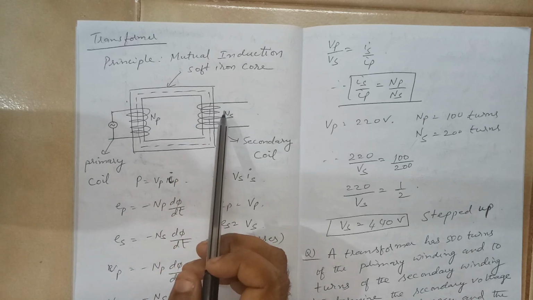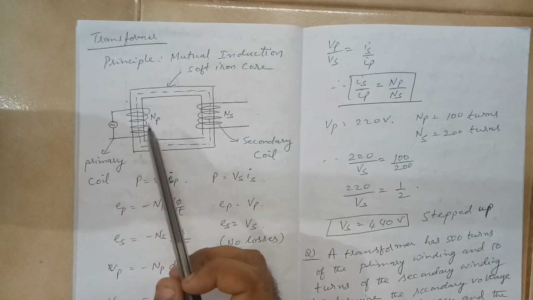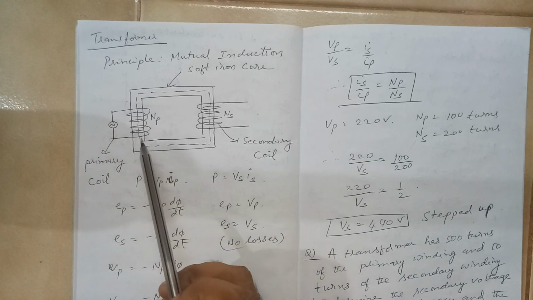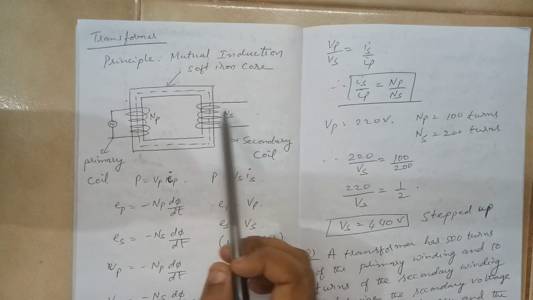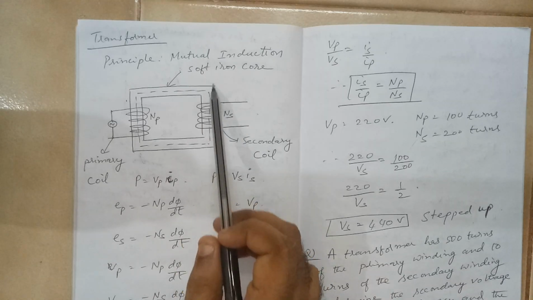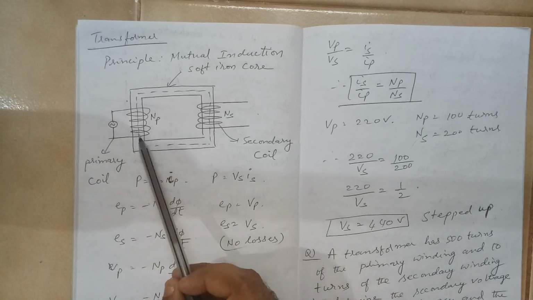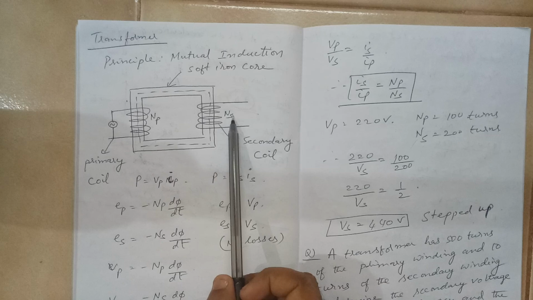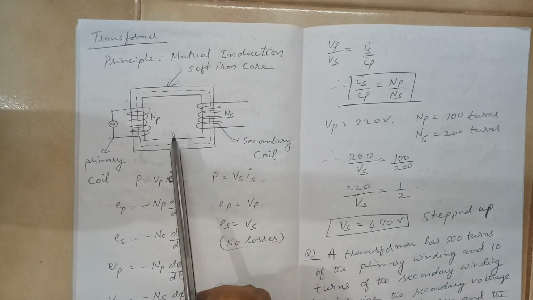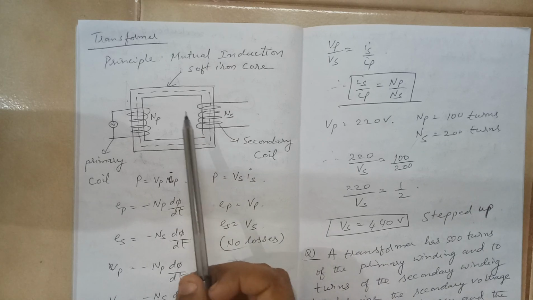There are two types of winding. One is called the primary coil. Winding means the number of turns of wire wound around. And there is another set of coils wound around the soft core, which is called the secondary coil. The number of turns of the primary coil is called NP. This is NS. Now, this works on the principle of mutual induction.